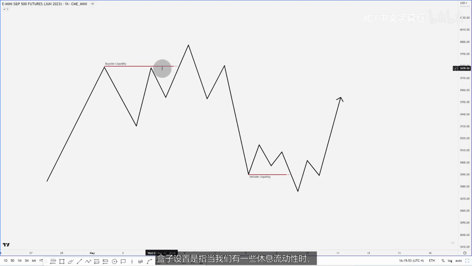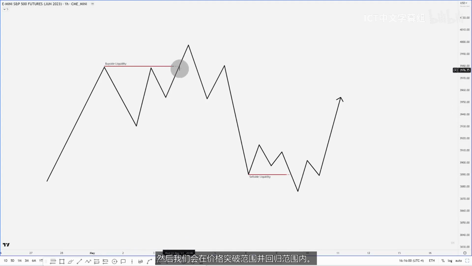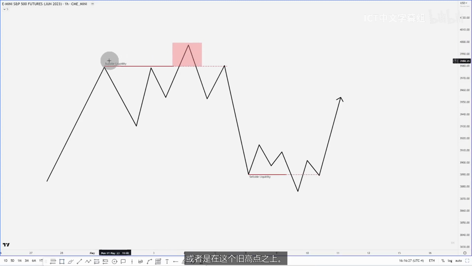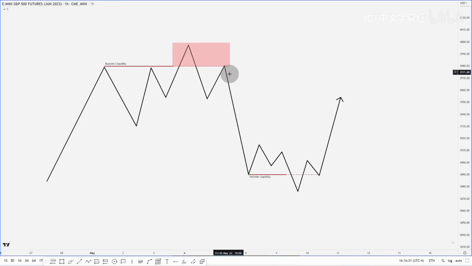The box setup is when we have some sort of resting liquidity, generally in the form of an old high or low, and we get an aggressive move out of the range and then back into the range. So looking at this initial range, I'm looking for a retest of this high of the range for a reaction, and at the low, a reaction off of this previous low. Another way to look at this is the deviation from our range, or over this old high. I'm looking for price to reach back into this deviation for a reaction, and here at the low, same thing.